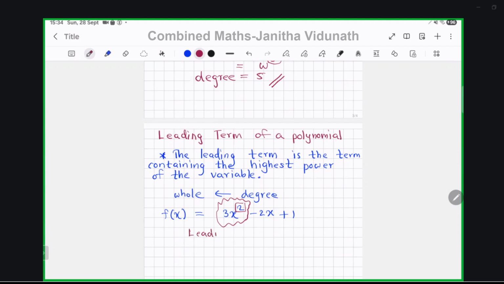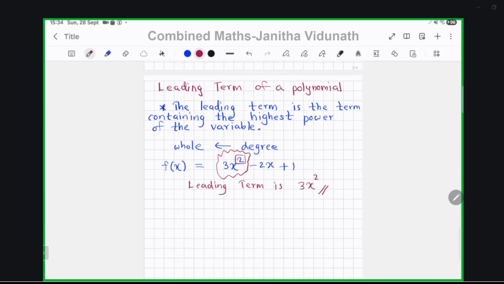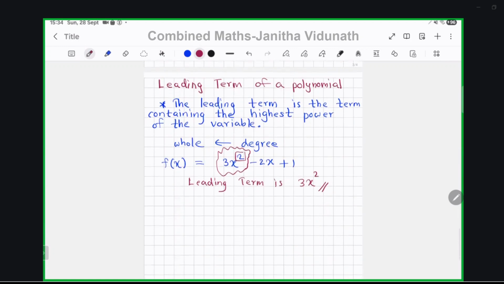The leading term is 3x squared. This is the leading term, the term that gives us the degree of the polynomial. Okay, now let's do another example.